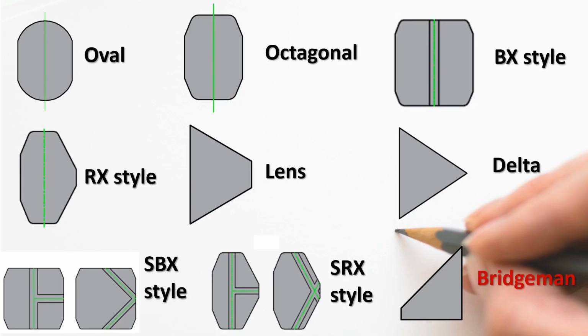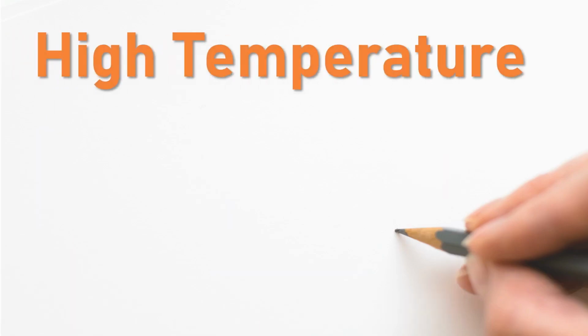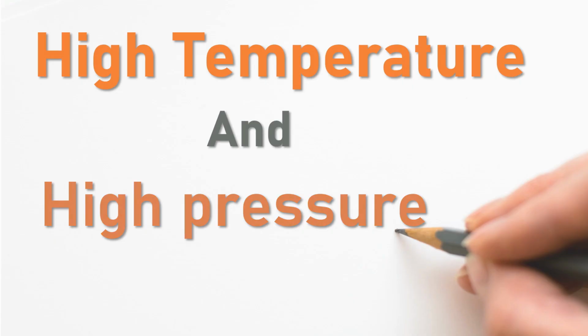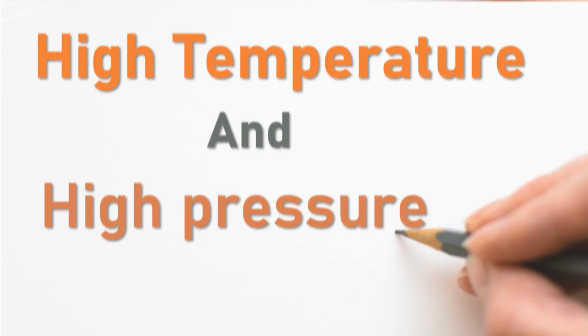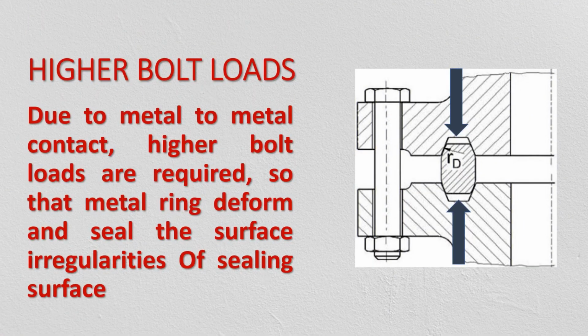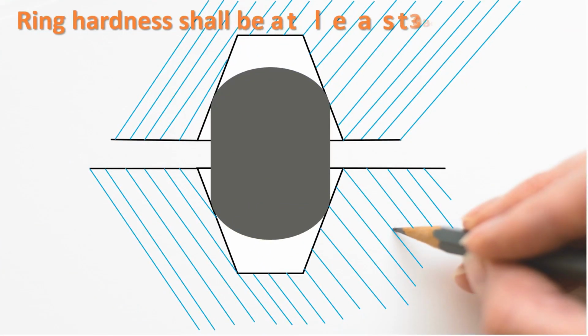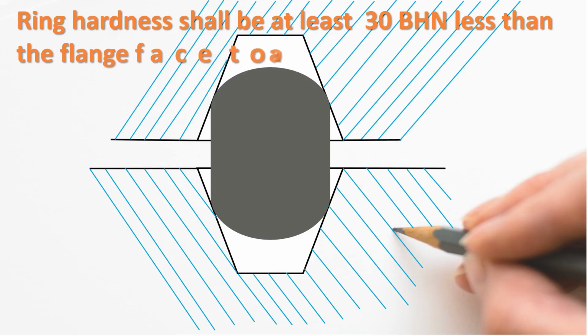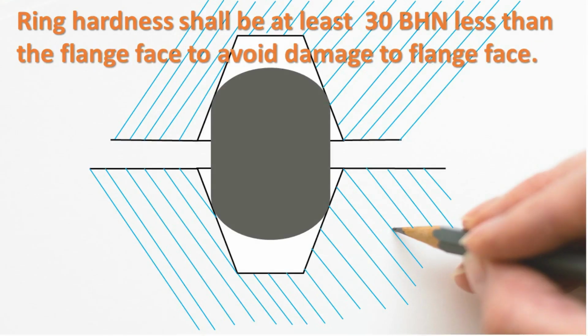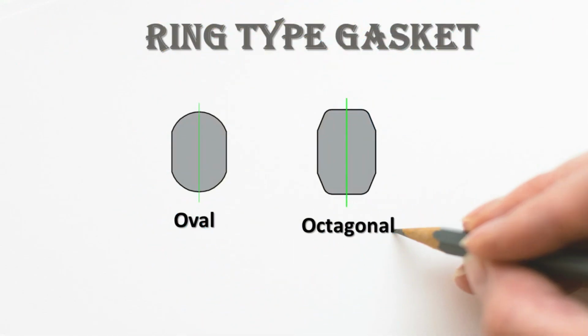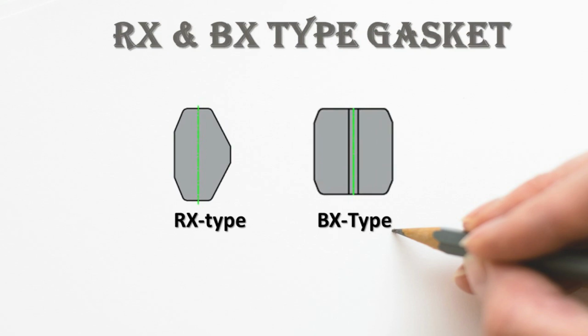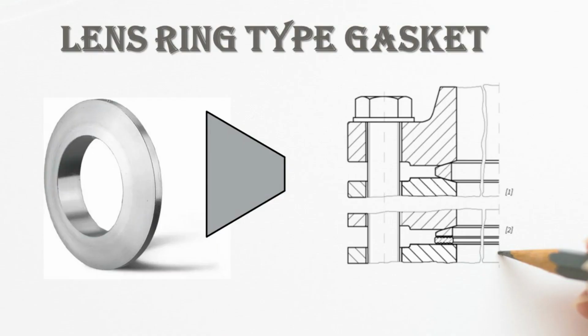Metallic gaskets can be fabricated from a single metal or a combination of metallic materials, in a variety of shapes and sizes. Metallic gaskets are suitable for high temperature and pressure applications, particularly where reliability is critical. In general, gasket compression loads need to be high to deform the gasket, and the metal used for the gasket should be softer than the flange faces. The hardness of the ring should be at least 30 BHN less than the hardness of the flanges to prevent flange deformation. Often used metallic gaskets are ring-type joint, R-type, RX-type, BX-type, flat, lens ring, etc.